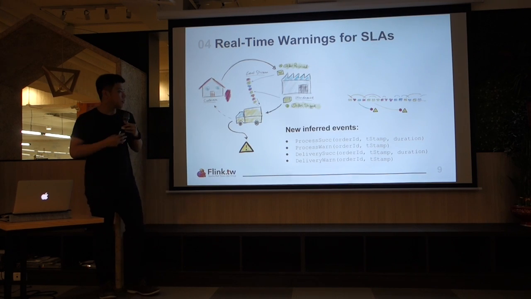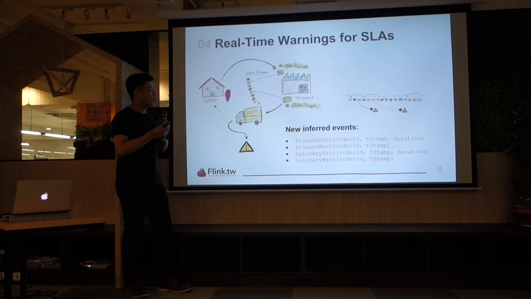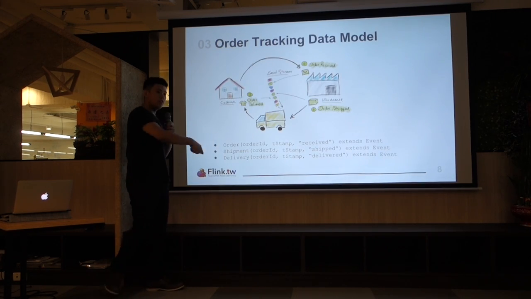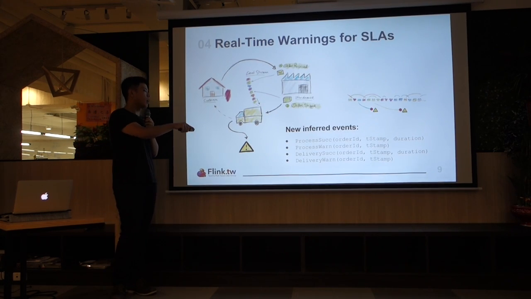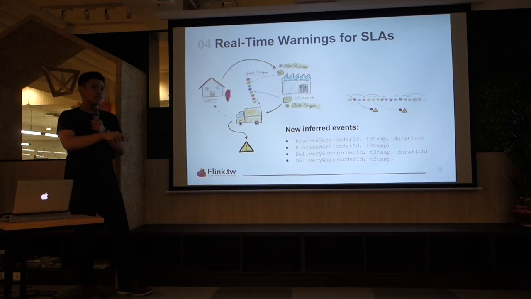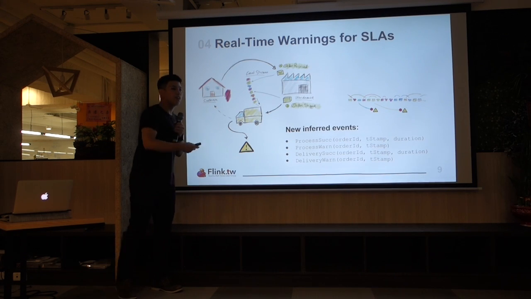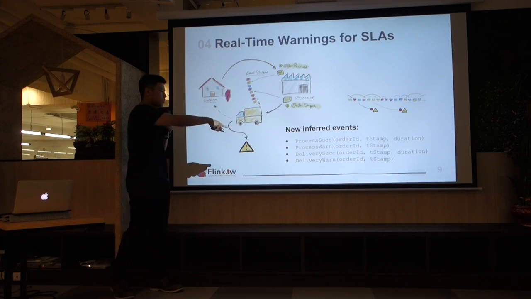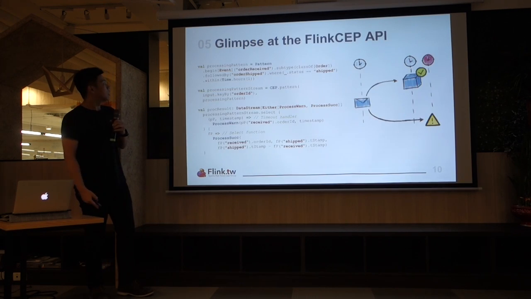So the CEP way of thinking is we have to infer new events from the raw events. These are the raw events. We infer new events: process success, process warning, delivery success, delivery warning. These are not raw events, these are inferred from a pattern. And we define the pattern that generates these. So this is complex event processing.